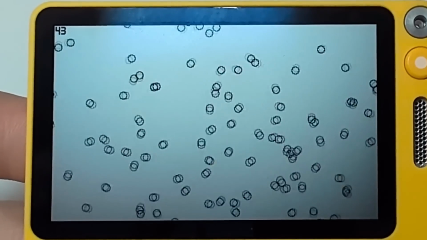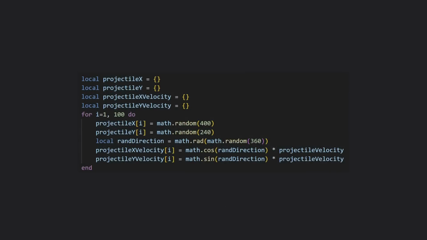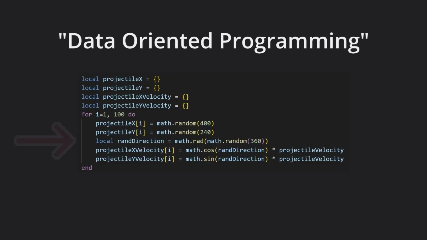However, it's possible to do a little better. Instead of having separate objects that hold properties that can be scattered all around memory, let's have 4 separate arrays that keep track of the x and y positions, as well as the x and y velocities. When we quote-unquote create the projectiles, we're really just adding data to a list instead of creating a new object. This is something more akin to data-oriented programming rather than object-oriented programming with sprites.